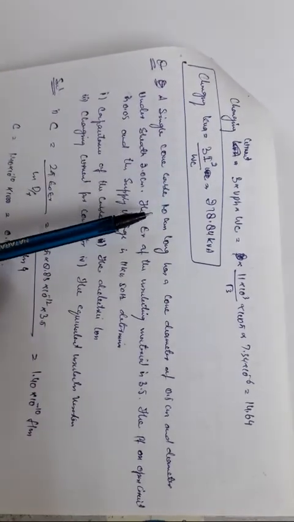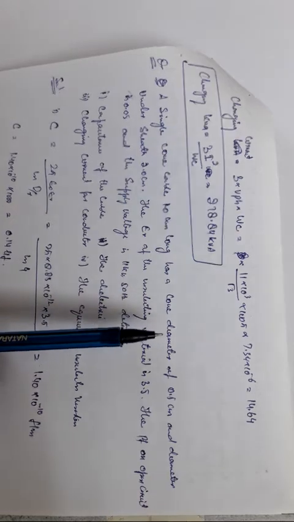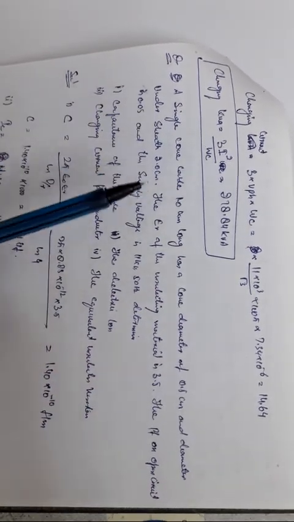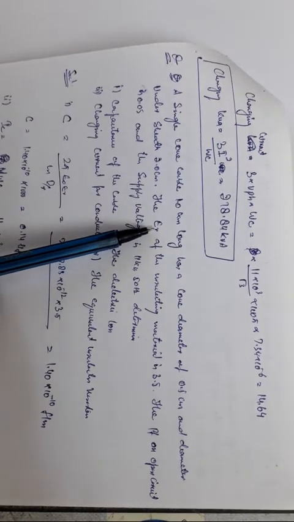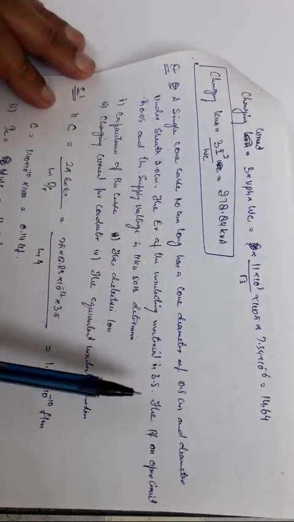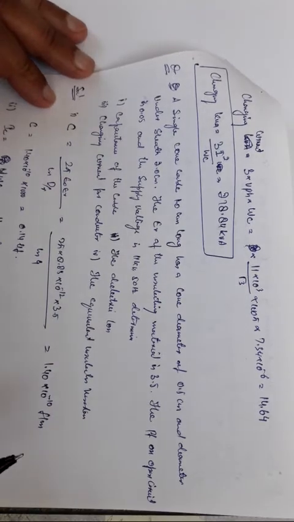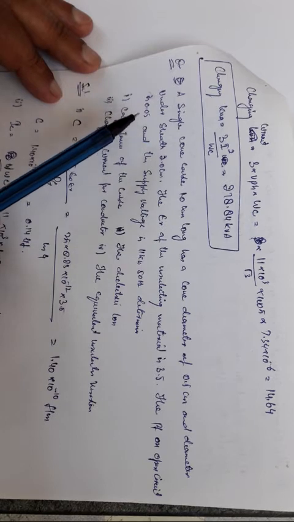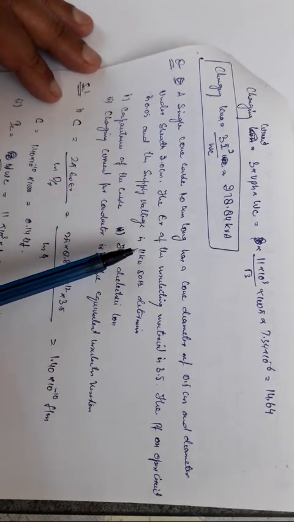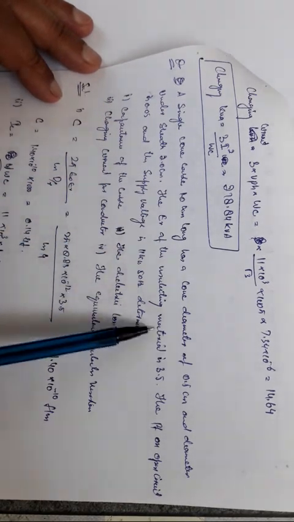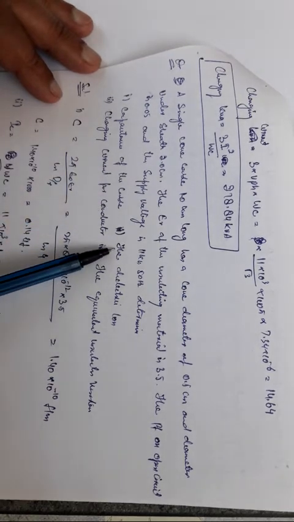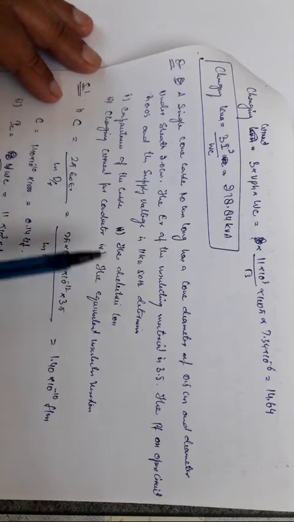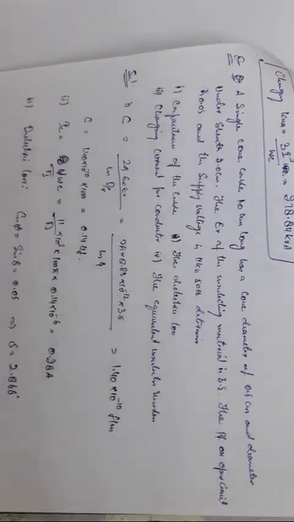A single core cable 1 kilometer long has a core diameter of 0.5 centimeter and diameter under sheath 2 centimeter. The electrical permittivity of the insulating material is 3.5. The power factor on open circuit is 0.05 and the supply voltage is 11 kV, 50 Hertz. Determine the capacitance of the cable, the dielectric loss, charging current per conductor, and the equivalent insulating resistance. It's very simple.